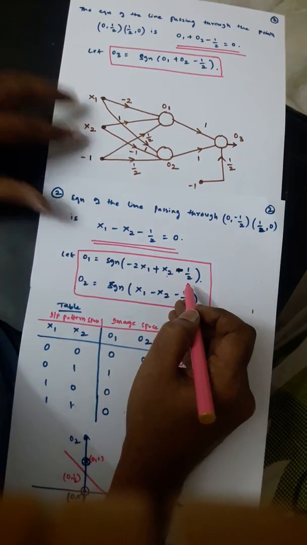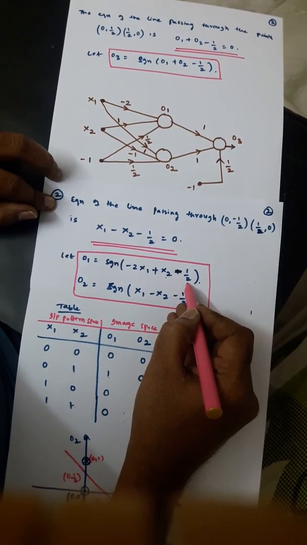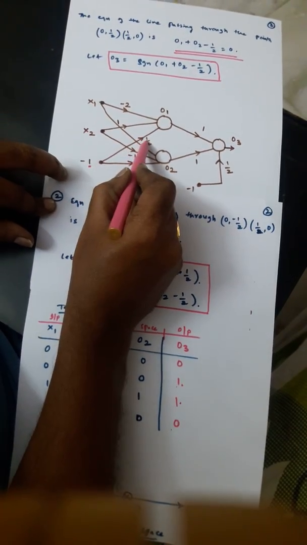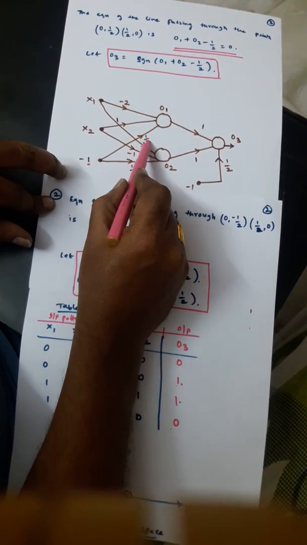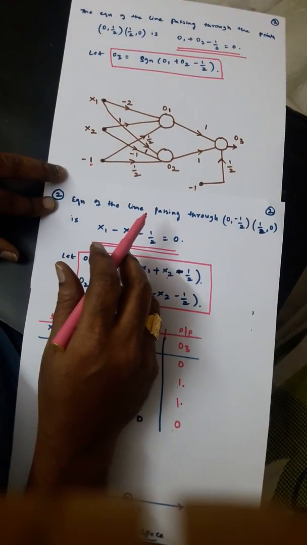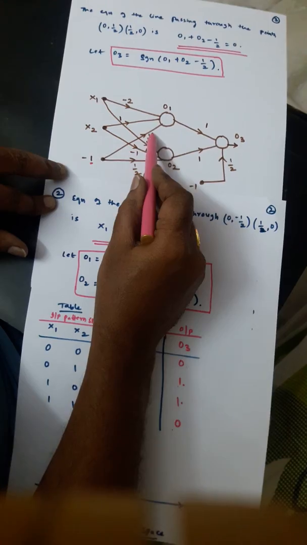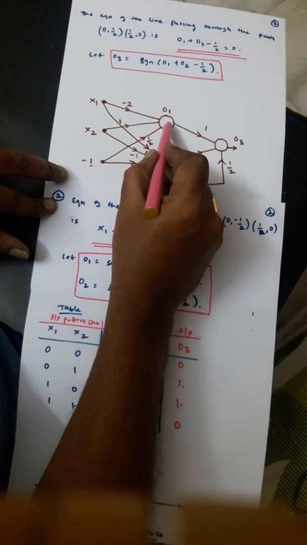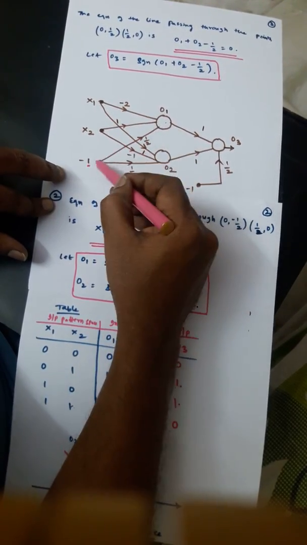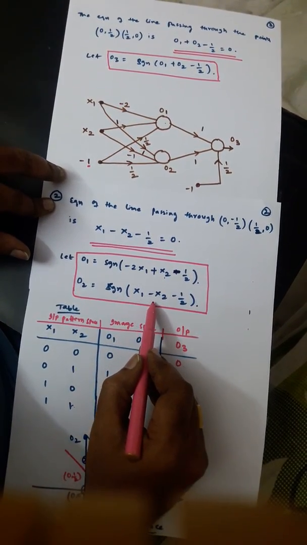There is another term left out, that is minus 1 by 2. So let us consider minus 1 as another input with weight value plus 1 by 2. So minus 1 into plus 1 by 2, that is minus 1 by 2. So now what is O1 here? O1 is minus 2x1 plus x2 minus 1 by 2. Got it? So when I apply the activation function here, signum function, O1 is signum of minus 2x1 plus x2 minus 1 by 2.